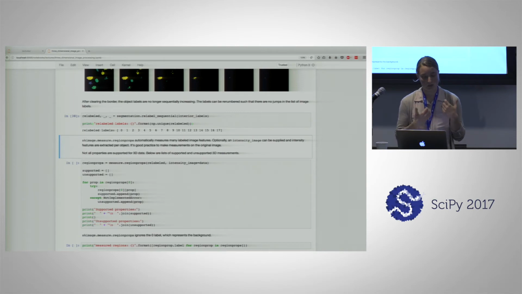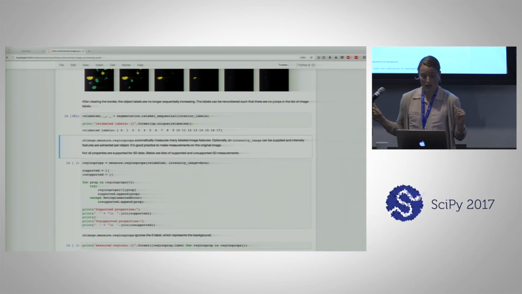So we've gotten the segmentation, we've cleared the border, and we're only looking at the cells that we're interested in. How do we learn about them? Within the measure module is a function called region props, which automatically measures many of the labeled image features. You can also provide it an intensity image, so it can collect per-object intensity statistics, such as mean, max, and min. It's good practice to make those measurements on the original image, which is why we've passed in data and not a rescaled or denoised one of those other images that we've manipulated.